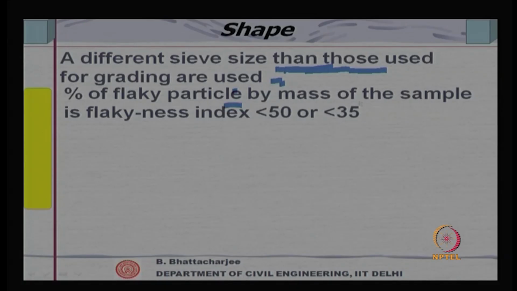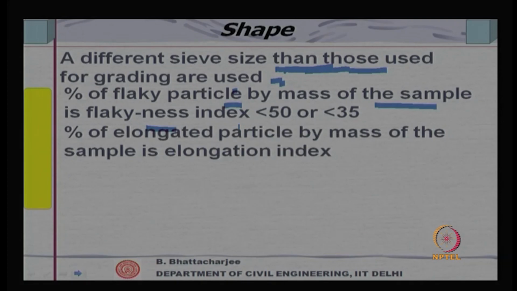Percentage flaky particles by mass of the sample is the flakiness index. So, if I have the percentage of flaky particles in the material expressed as a percentage of the mass of the sample, then that is what we call the flakiness index. Flakiness index is defined as the percentage of flaky particles by mass of the total sample. It should be less than 50 or less than 35 depending upon the usage. The code gives you this restriction.